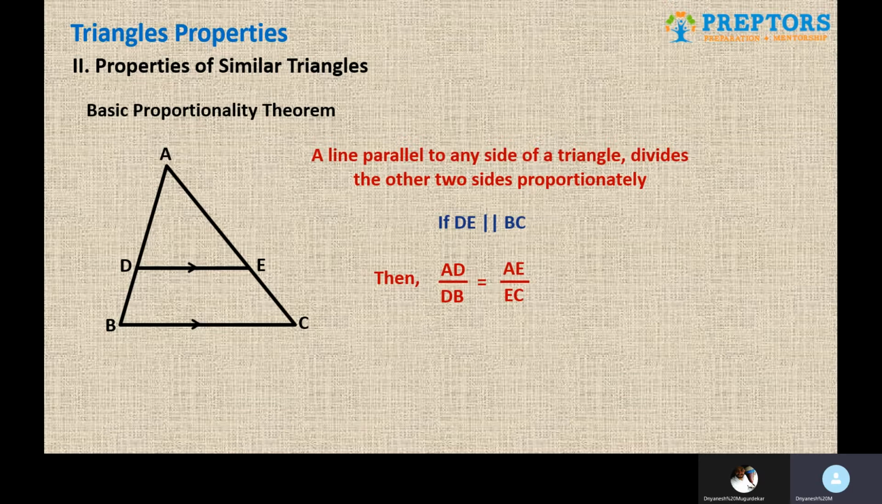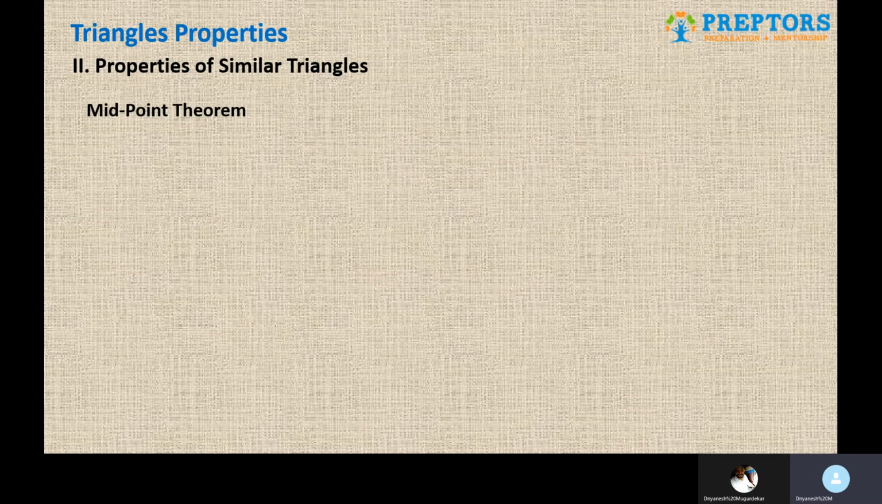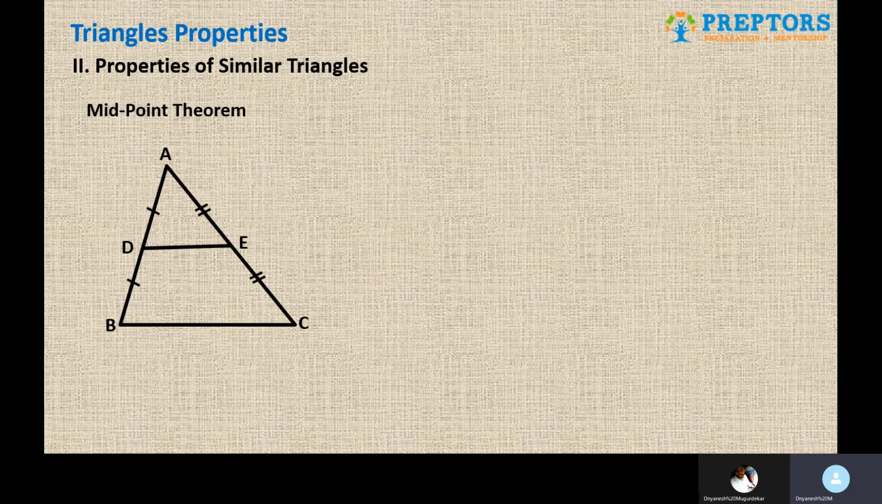So that is the basic proportionality theorem. The second one is the midpoint theorem, which is the opposite of BPT. Suppose there are two points D and E, which are the midpoints of two sides of the triangle, AB and AC respectively. If we join those two midpoints by a line DE, then that line will be parallel to the third side, which is BC, and it will also be half of the third side.